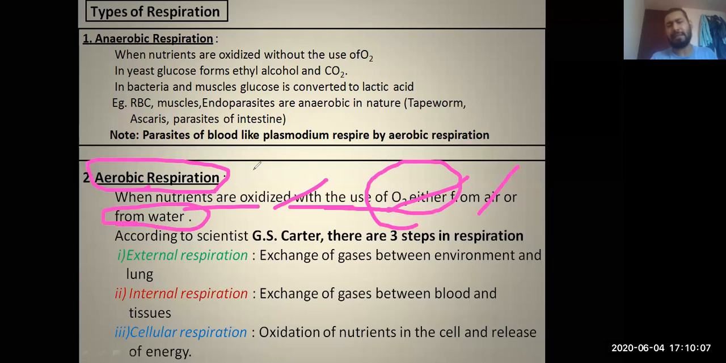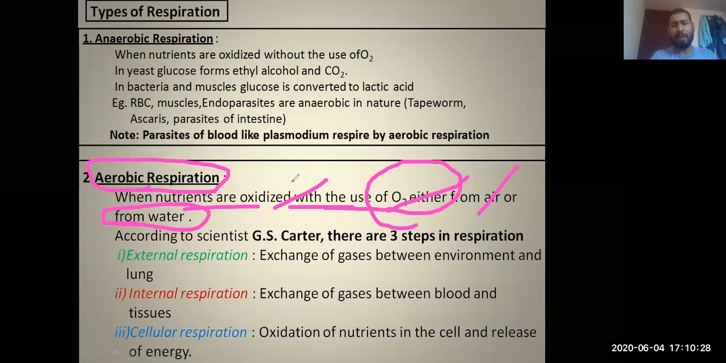Sometimes students get confused: is respiration catabolic, anabolic or amphibolic? You should learn that respiration is always an amphibolic pathway, because firstly there is catabolism, then anabolism. Anabolism means synthesis of ATP, and catabolism means degradation of the food. So you can say respiration is an amphibolic pathway.